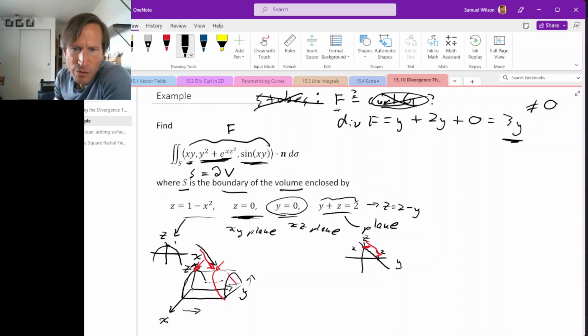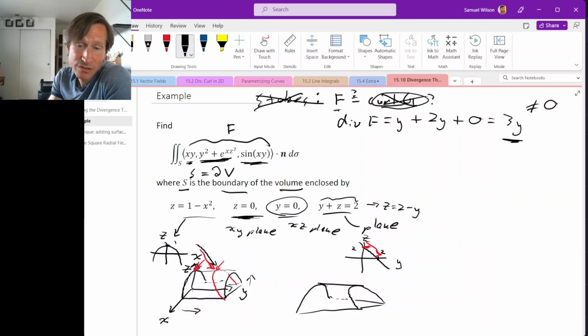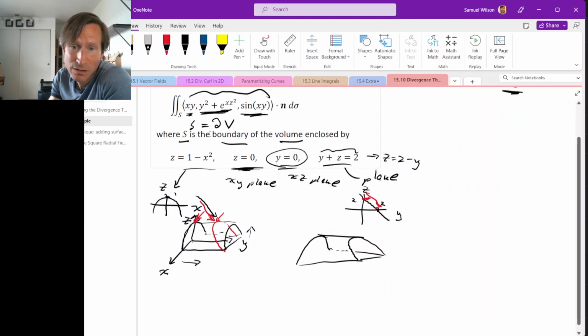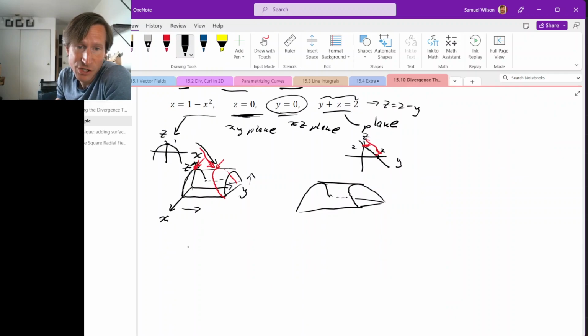Okay, so the volume that we get looks like a parabolic cylinder, but with this sort of diagonal cut out of the side, like this. Okay. So now let's describe this using bounds of integration. The integrand is the divergence of our vector field, which is just 3y.